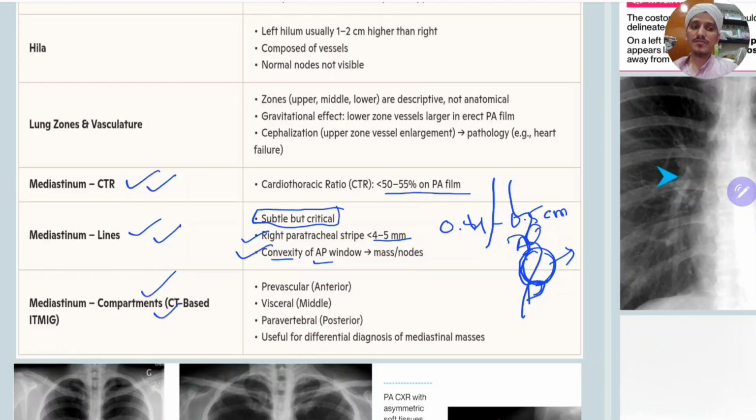Dividing into compartments is based on two classifications. Number one is the Felson classification. Number two is the ITMIG classification. The ITMIG classification is more commonly used, but it is not more useful in chest X-ray. It is more useful in CT scan.